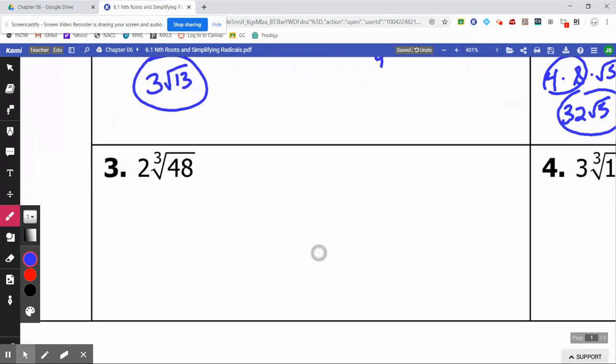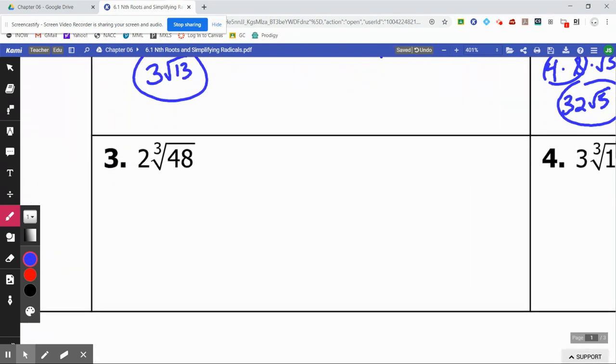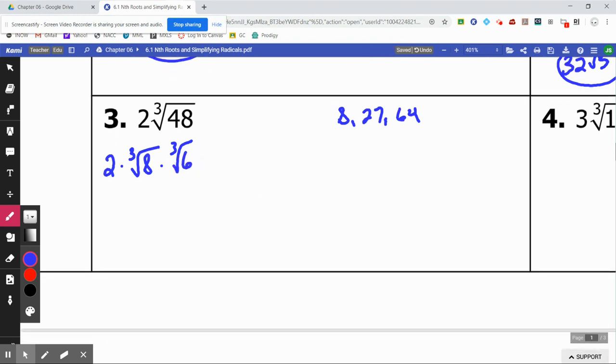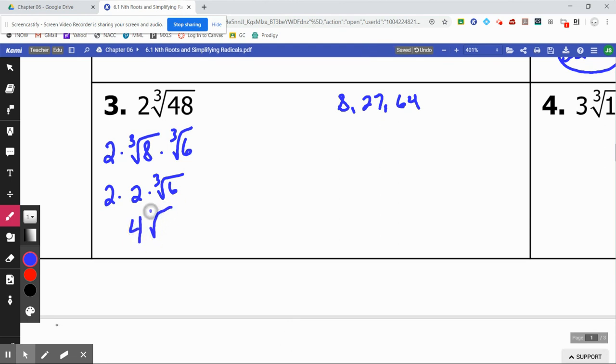Number 3, now we're dealing with third roots. Now let's make a list again of all the things listed above, all the things you know the third root of. 8, 3 times 3 times 3 is 27. 4 times 4 times 4 is already too large. So one of these would have to work. So we're going to split this into 2 times the cube root of 8 times the cube root of 6. And you do not know the cube root of 6, so therefore it's going to stay. However, the cube root of 8 is 2. So you now have the 2 times the cube root of 6, which is 4 times the cube root of 6.